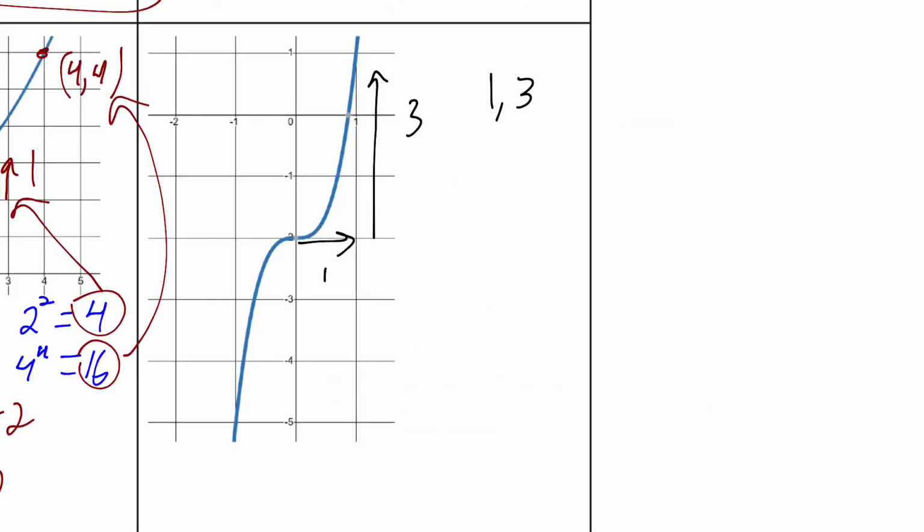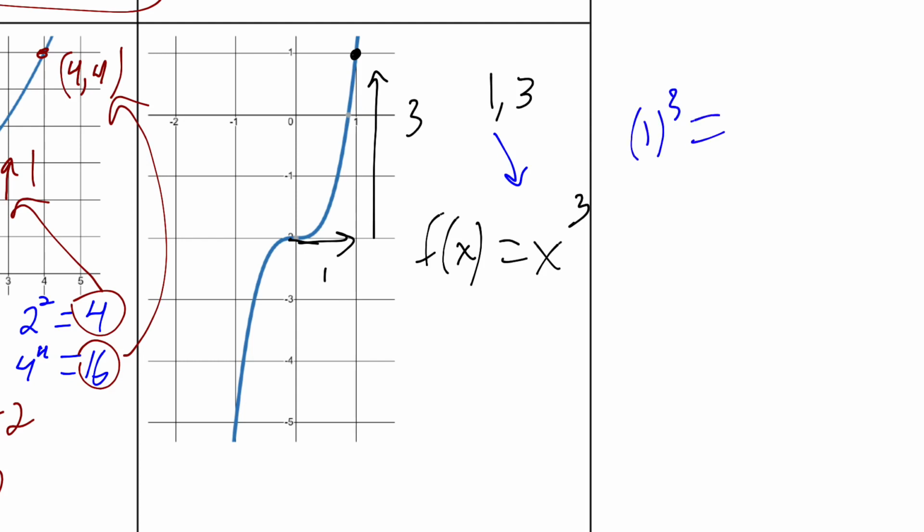So if I think about this one, I know that my parent function here is f of x equals x cubed. And starting from here, I go right 1, up 3 to land on this spot. That's not what I would expect. I would expect that if I plug in 1, 1 cubed is normally 1. So what sort of scale are we looking at to go from 1 to 3?